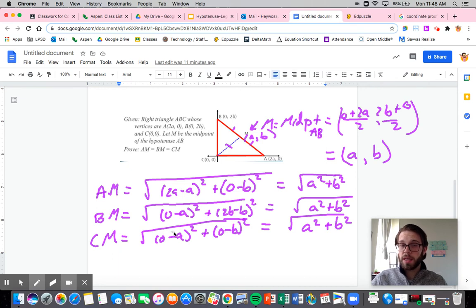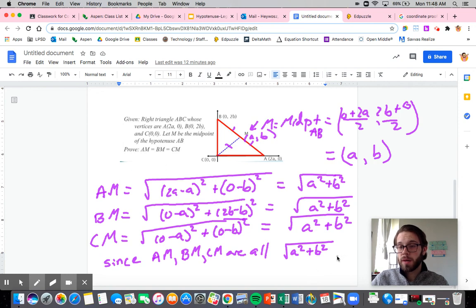So because they are all equal, right, since AM, BM, and CM are all the square root of a squared plus b squared, right? Since they're all that, AM equals BM equals CM.